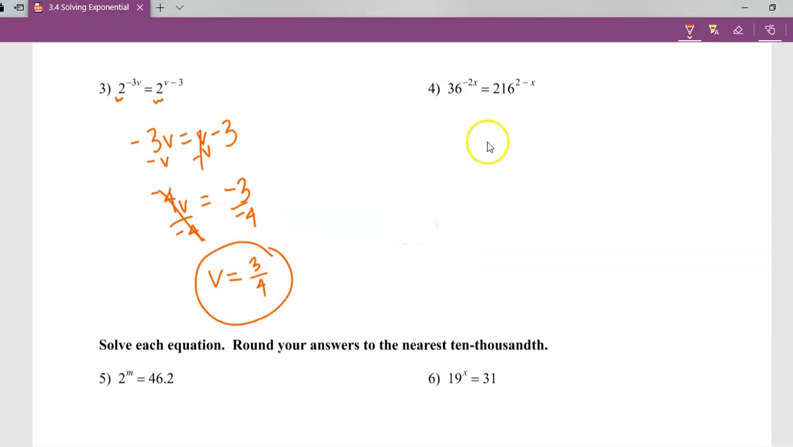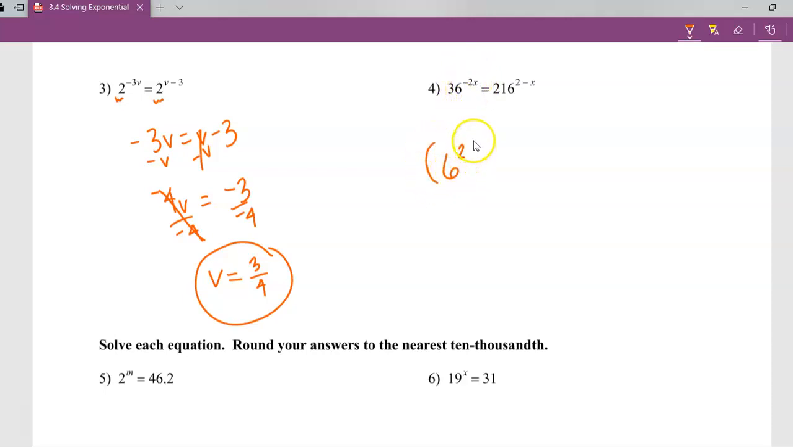All right, on number 4, I have 36 and 216. So those don't match, but I think I could get them both to match each other. Let's see, 36 times 36 is 1296, so that's way too big. But I could write 36 as 6 squared, right? 6 squared is equal to 36. Now the problem here is that it already has another exponent of negative 2x on it.